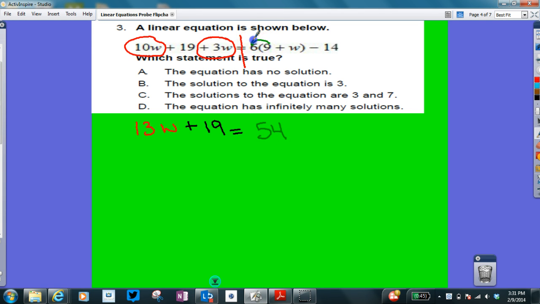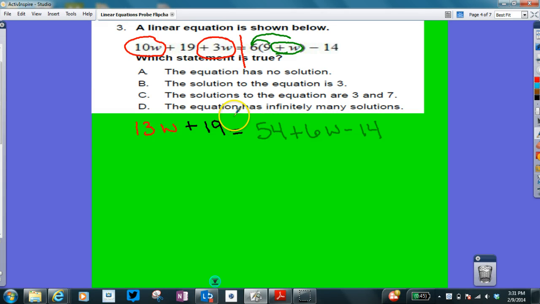And then I say, okay, 6 times a positive w. So 6 times positive w plus 6w minus 14. Now I have everything I needed to do. I've combined my like terms as far as the first go around.